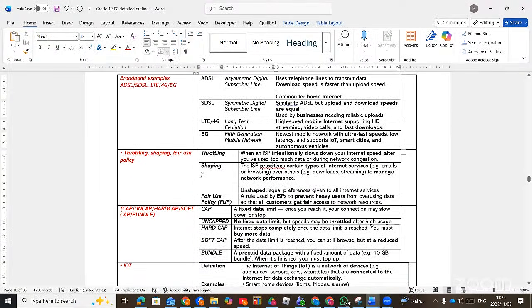The service providers, which is the company that provides services to the internet, they can apply certain policies on their services, the internet that they give you. And the first policy is called throttling. This is whereby an ISP intentionally slows down your internet speed. So those are the definition, the keywords. After you have used too much data or during network congestions.